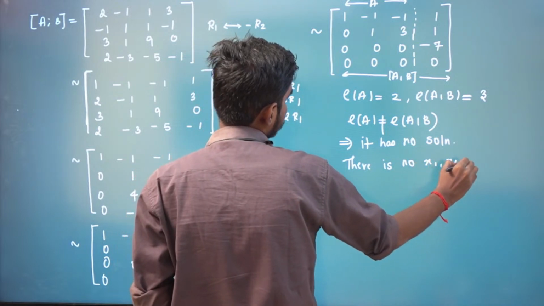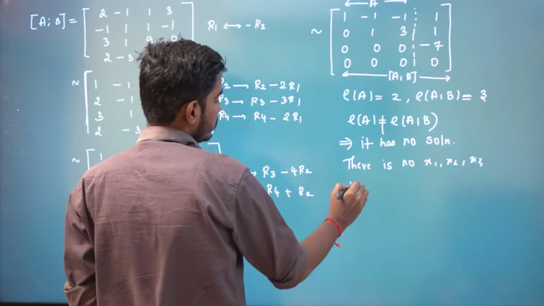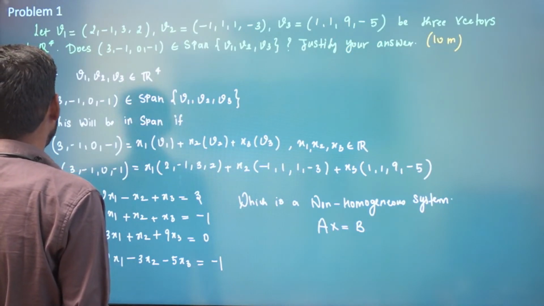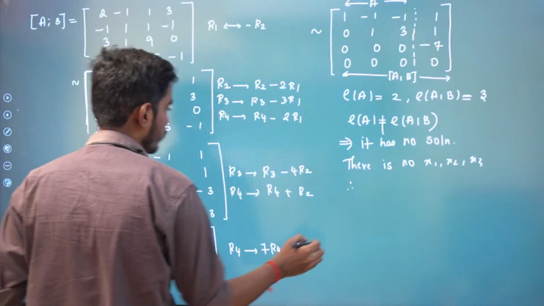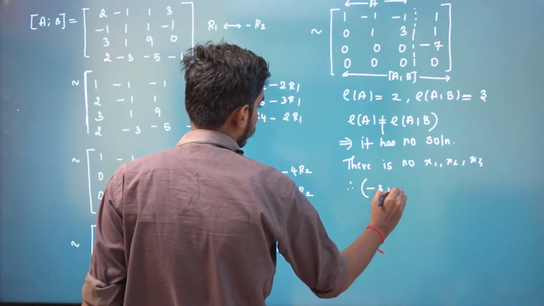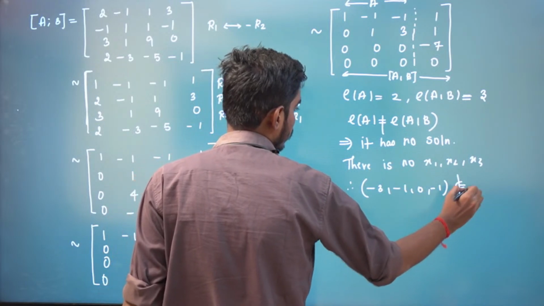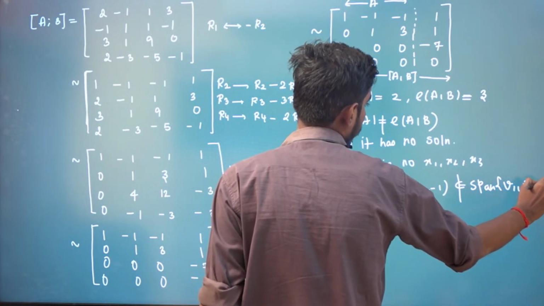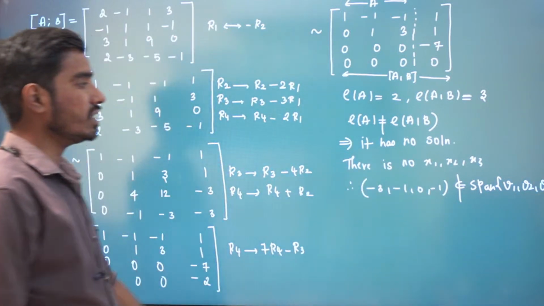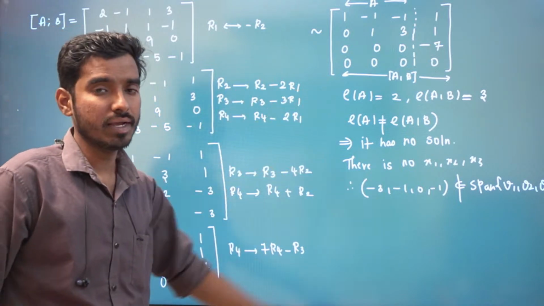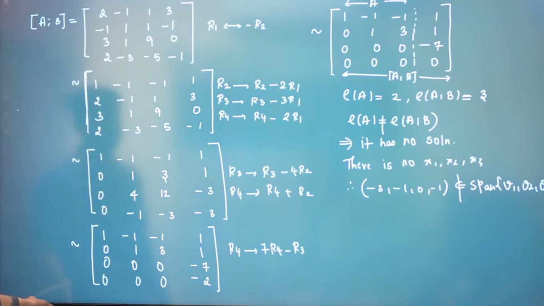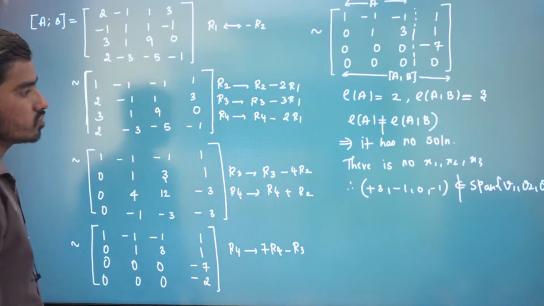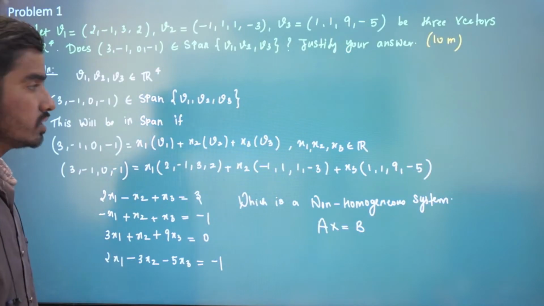That means there is no x1, x2, x3. So that means this vector, minus 3, 1, minus 3, minus 1, minus 1, 0, minus 1, will not belong to the span of v1, v2, v3 because there is no x. See, even if it has infinitely many solutions, it will be in the span. Even if it has a unique solution, it will be in the span. It is plus 3. So that means there is no x1, x2, x3. So that means this will not be in the span.